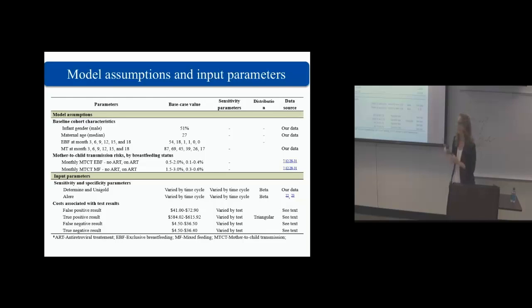But if you notice the mixed feeding right here, by 12 months, 40% are still doing some sort of breastfeeding. In 18 months, almost 20% are still breastfeeding. So we have that good extended risk period time. We also based our transmission risk on what is seen right now in the literature. We varied, is the mom on ART? Is she mixed feeding? Is she exclusive feeding? It's different depending on all of those factors.